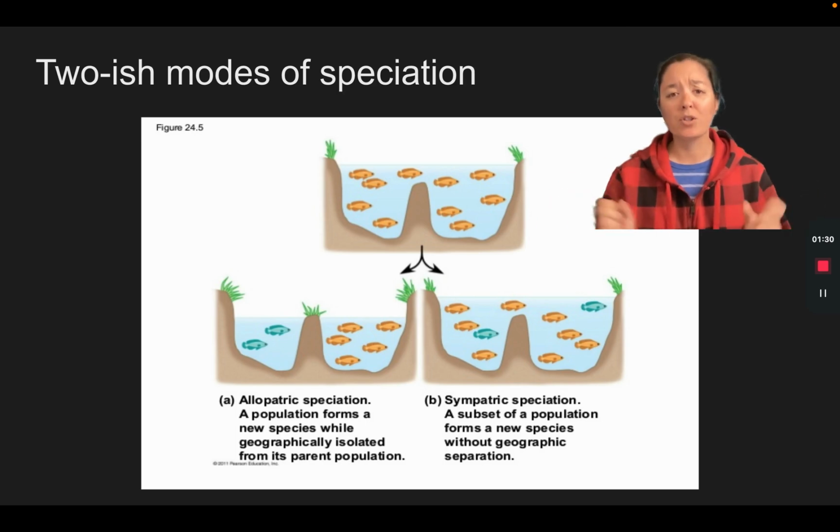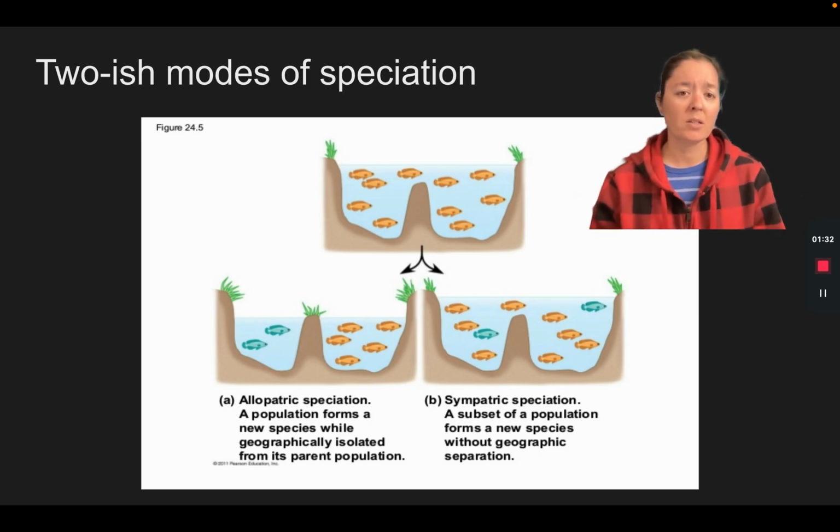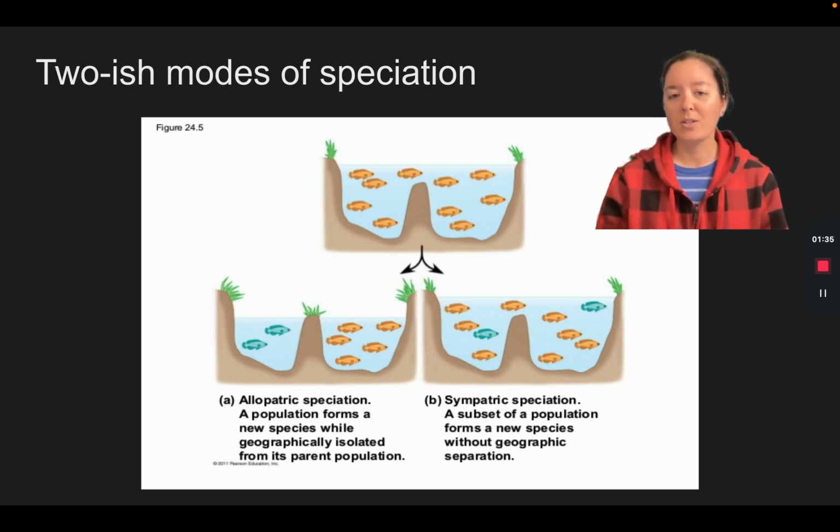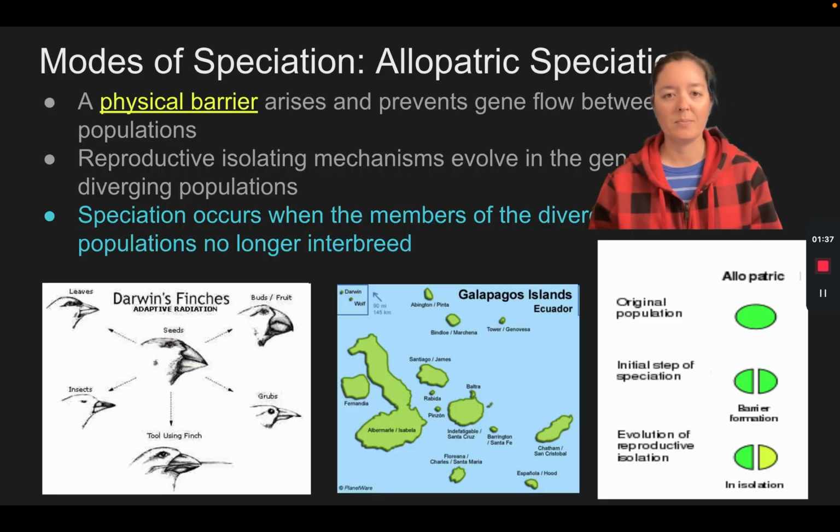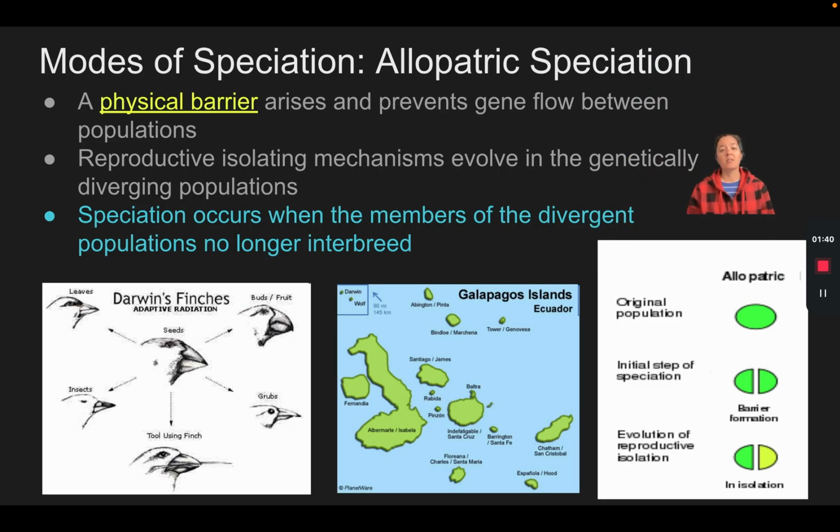So there are two-ish modes of speciation that we'll talk about, something called allopatric speciation and sympatric speciation. Allopatric speciation means there is an actual physical barrier between two different populations of the same species. This physical barrier will then mean that those two separate populations begin to evolve separately and therefore become different species.